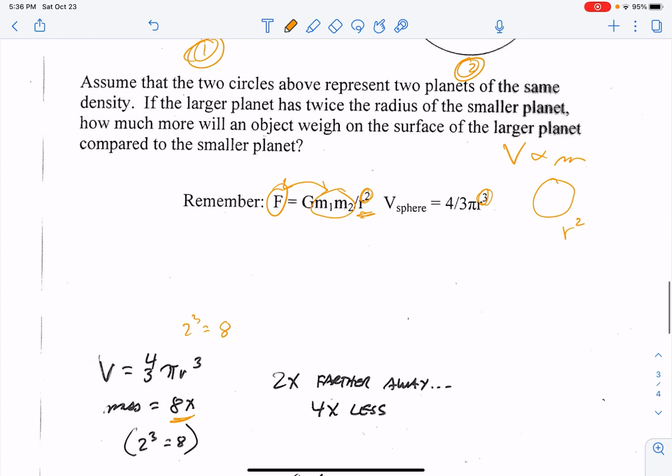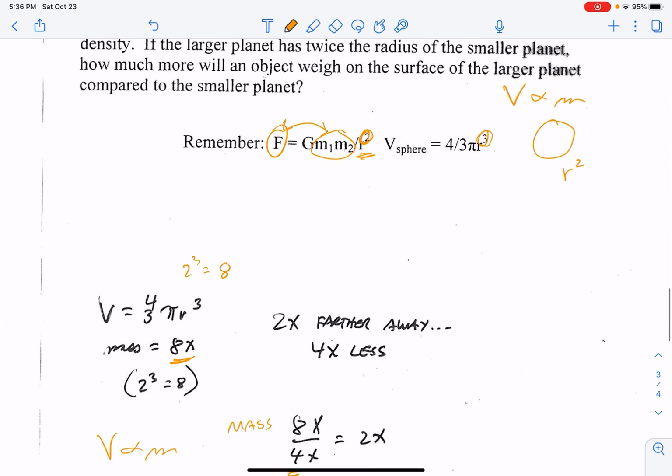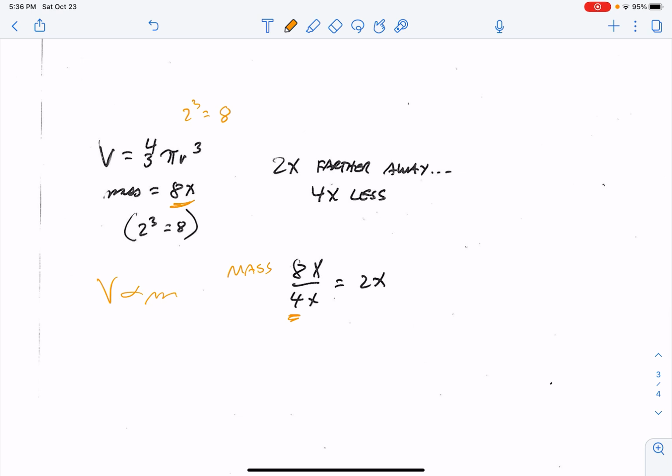Remember, this is an inverse square law. So you double the radius, and you're going to have an effect of 4 times less the attraction. So it's 8 times greater because of the mass, 4 times less because of the doubling of the radius, which means that the object will have twice the weight.